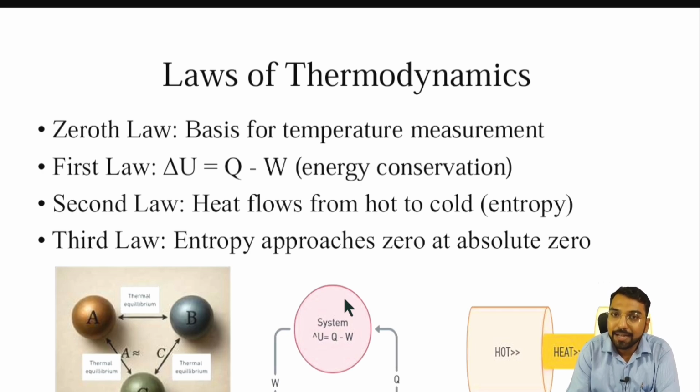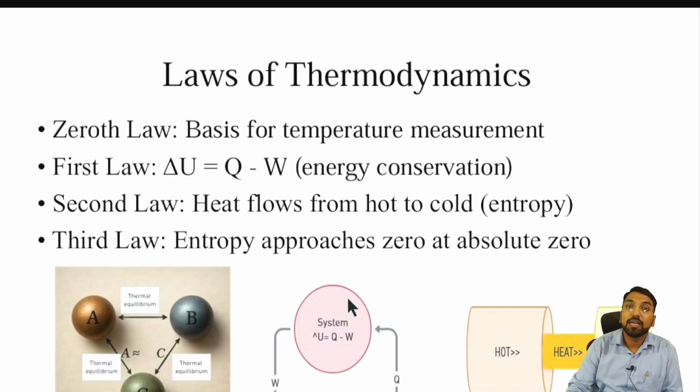That leakage or disorder is nothing but entropy, which the second law of thermodynamics tells us about. The third law of thermodynamics says that entropy approaches zero at absolute zero temperature. It is not actually possible to achieve absolute zero, but some scientists are trying to achieve it. But at absolute zero temperature, the entropy or disorder of the system is zero. That is what the third law tells us.